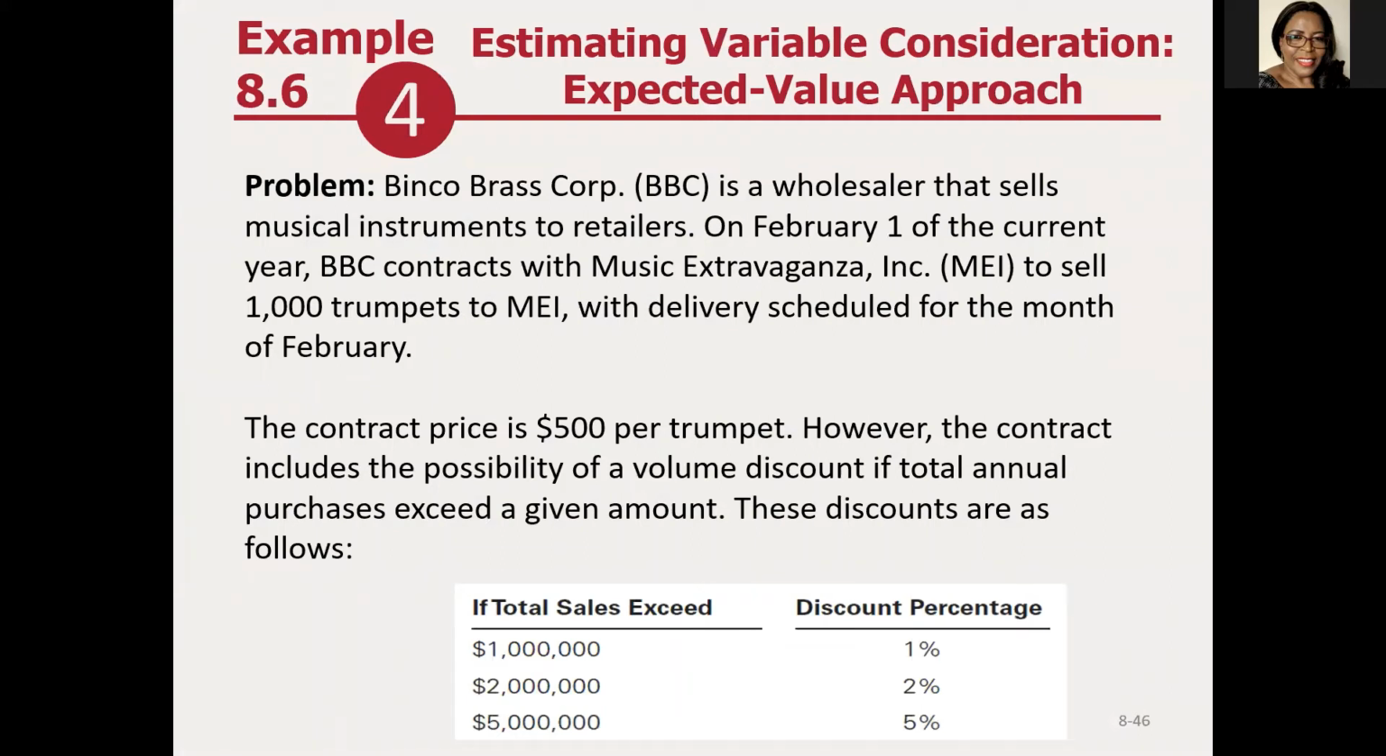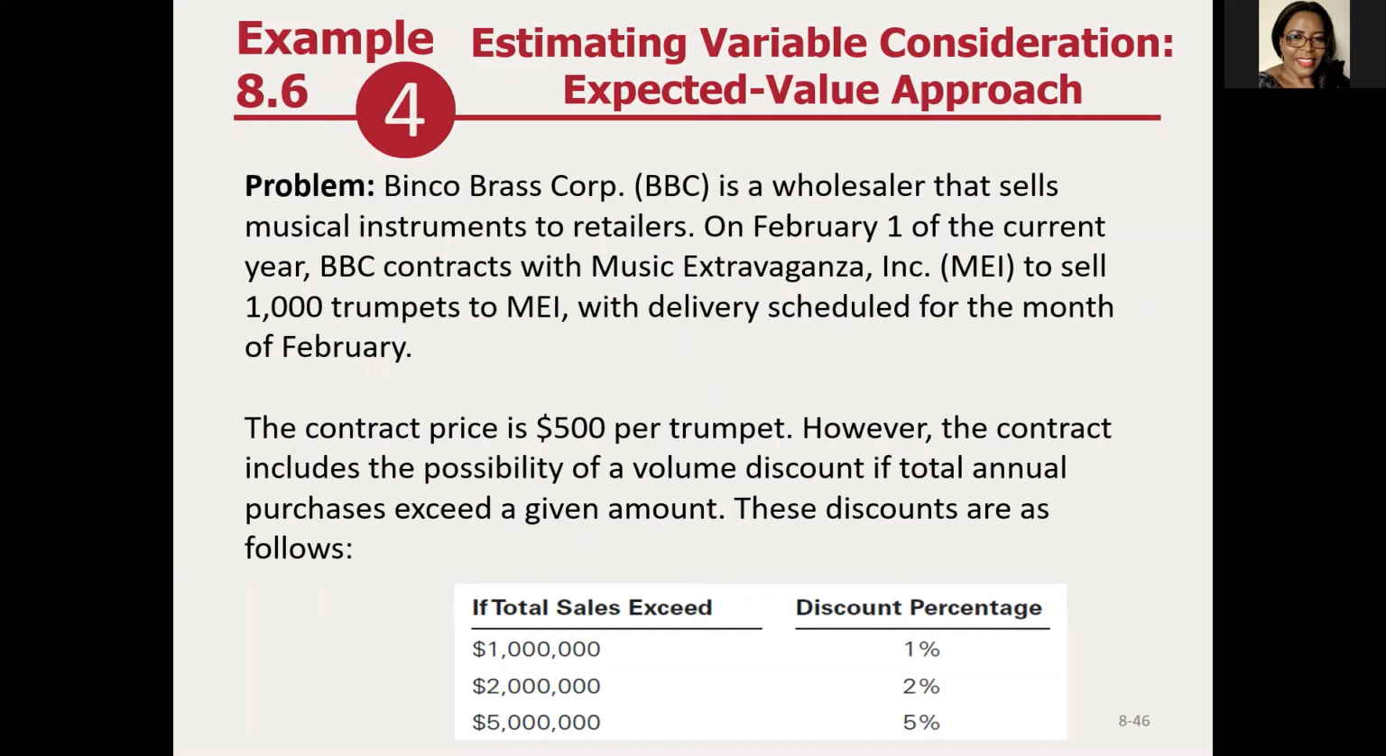Here is the problem. Banco Brass Corporation is a wholesaler that sells musical instruments to retailers. On February 1st of the current year, BBC contracts with Music Extravaganza Incorporated to sell 1,000 trumpets to MEI, with delivery scheduled for the month of February. The contract price is $500 per trumpet. However, the contract includes the possibility of a volume discount if the total annual purchases exceed a given amount.